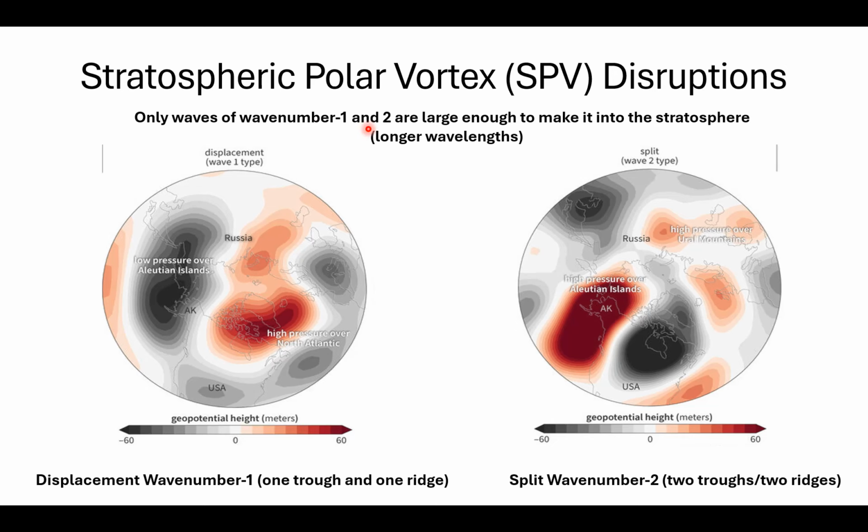Only wave number 1 on the left, that kind of setup, and wave number 2 on the right are large enough for those waves to get up into the stratosphere. They're longer wavelengths, usually associated with blocking preceding sudden stratospheric warming events, and ultimately stratospheric polar vortex disruptions.